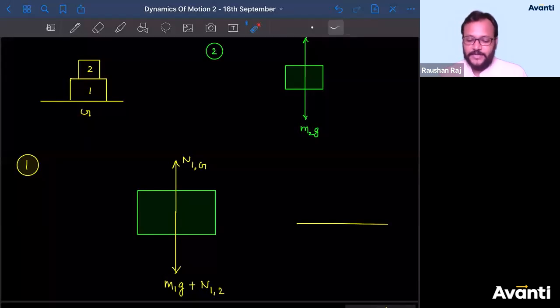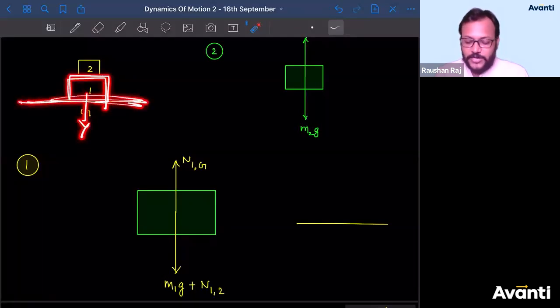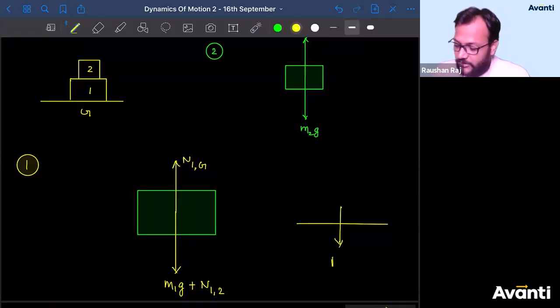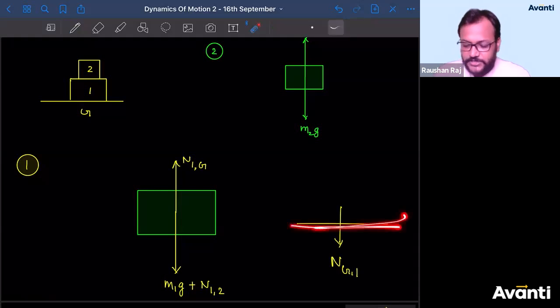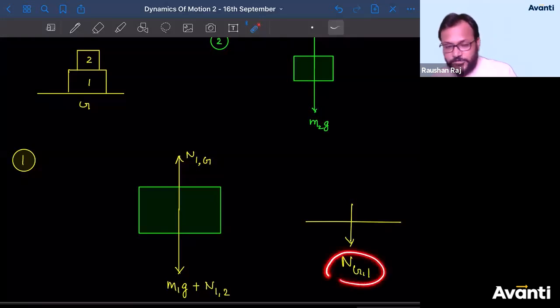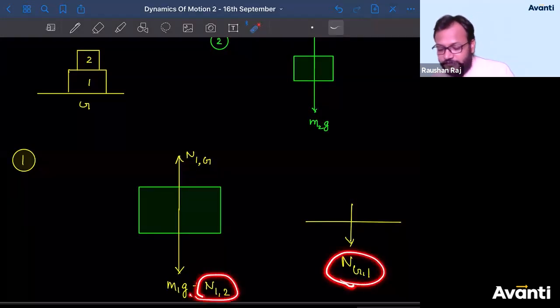हाँ, होगा क्या? So this first block will apply a force on the ground because it tries to go down, but ground is not letting that happen. So ground is applying a force in upward direction on block 1. So block will apply a downward force on the ground. So ये हो जाएगा नीचे में normal on ground due to 1. This is the only force that will act on the ground because of the block. However, in this N_G1, N_12 will always be considered.